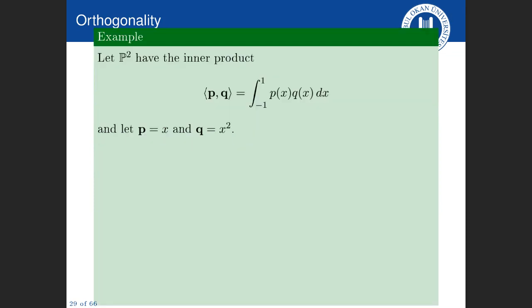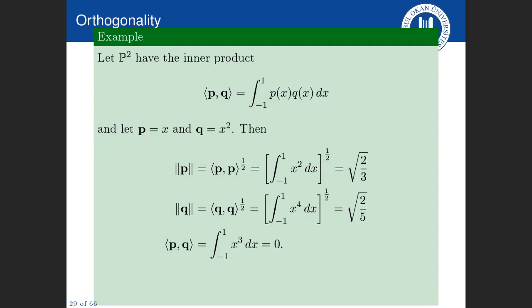Let P2 have this inner product. We proved that this function is an inner product on the vector space of all continuous functions. Polynomials are continuous functions, therefore this must be an inner product on P2. Let P be the polynomial x and let Q be the polynomial x squared. Are P and Q orthogonal? Let's check it.